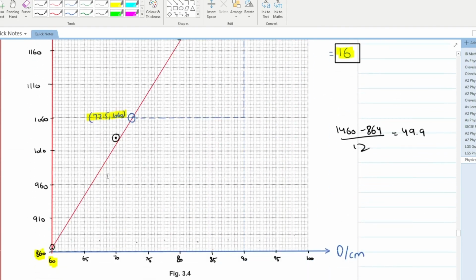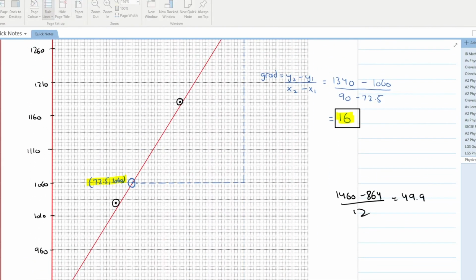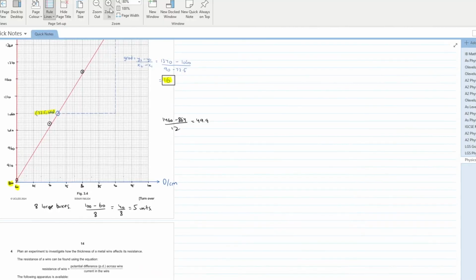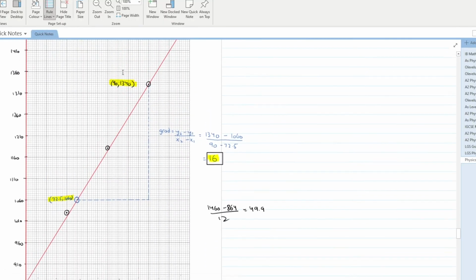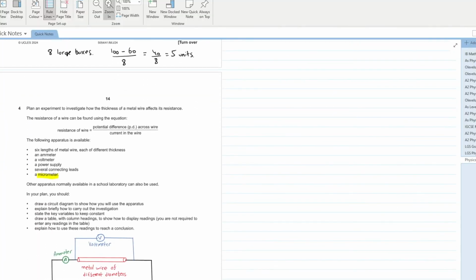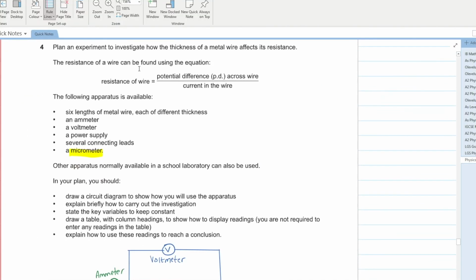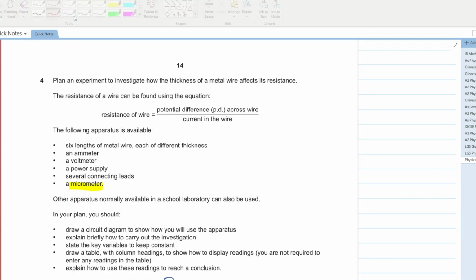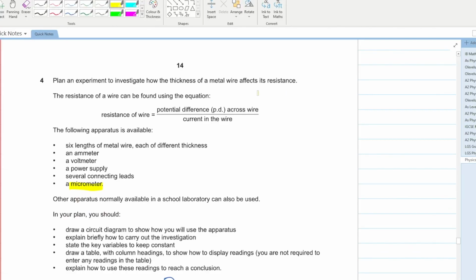Let's move on to question 4. I have already drawn this graph, so you can take a screenshot here if you want to. Yeah, this is the complete graph. And let's move further to question 4. In question 4, we have to plan an experiment to investigate how the thickness of metal wire affects its resistance. The resistance of a wire can be calculated using this equation. What is that equation? Resistance is equal to voltage divided by current.